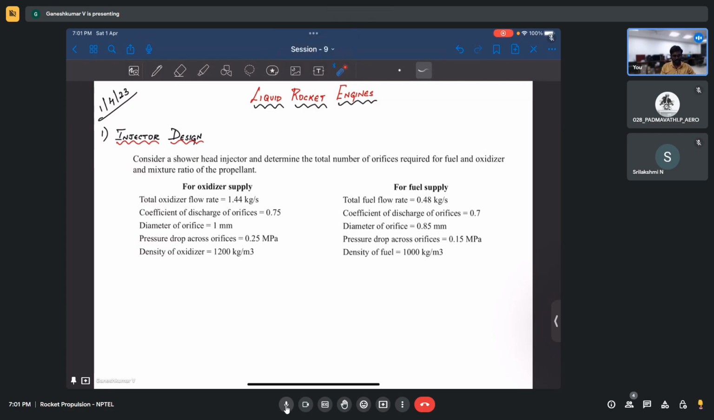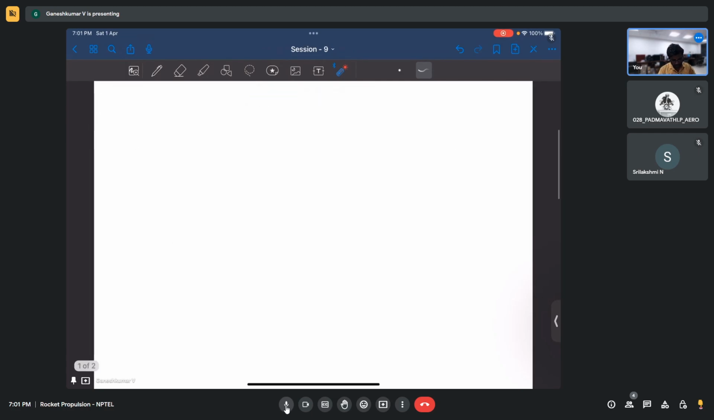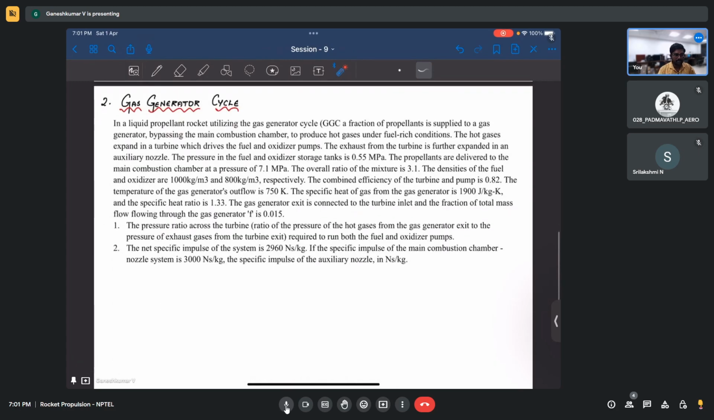I think students might join, but we'll get started. Today I have two problems, which are again related to your assignment. Today we will solve one problem in injector design and another problem in liquid rocket engines, in fact the gas generator cycle. In the assignment there is this expander cycle, but I'm not going to solve that. If you have any questions in understanding that cycle, you can ask me, but we will solve the gas generator cycle today.